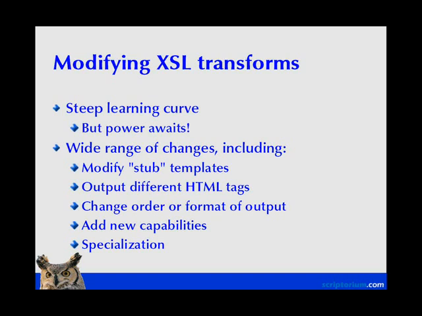In the XSL, you can choose to use different HTML tags. Say you want an HR in the output, or somebody uses HR in the output right now, and you say, no, I really want to use a div with a border top instead, because that's much more forward-looking in CSS and all that. So you can change that in the XSL. You could change the order of things, or you could change the format of the output.